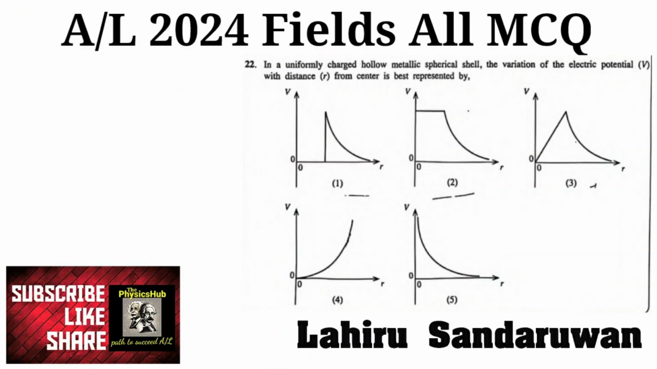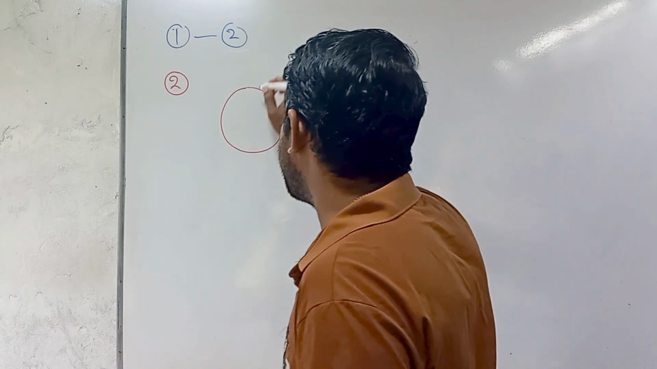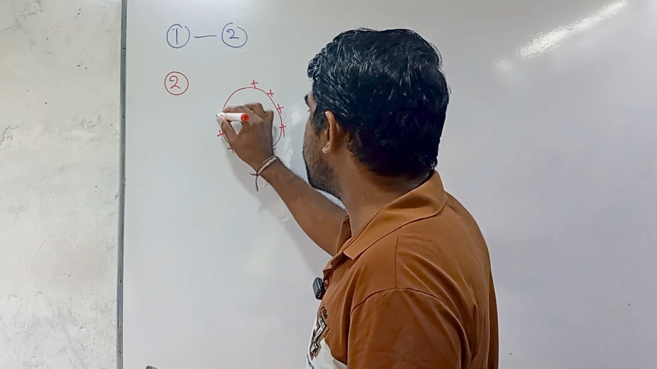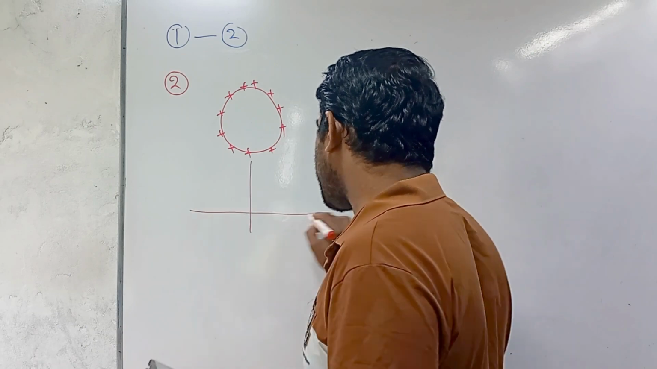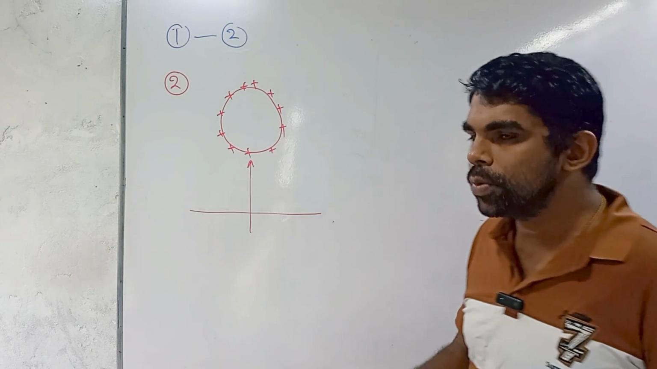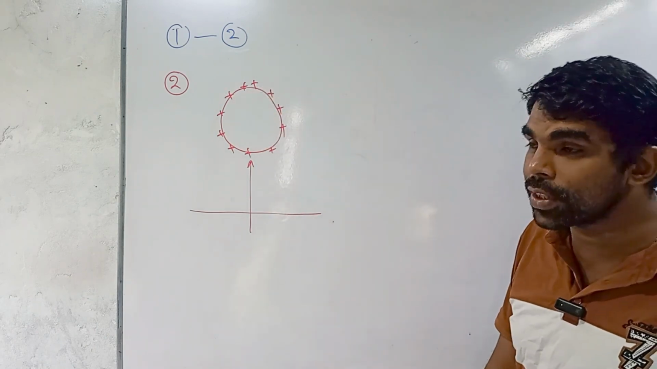Question 2. In a uniformly charged hollow metallic spherical shell, the variation of electric potential V with distance r from center is best represented by which graph? We know that when considering a metallic shell, all charges are spread on the outer surface. Therefore, we can observe that there is no electric field inside and there is an electric field outside of the shell.